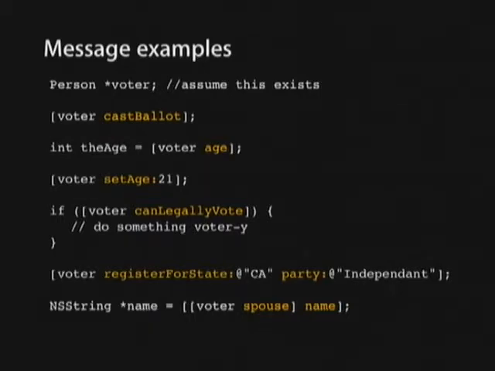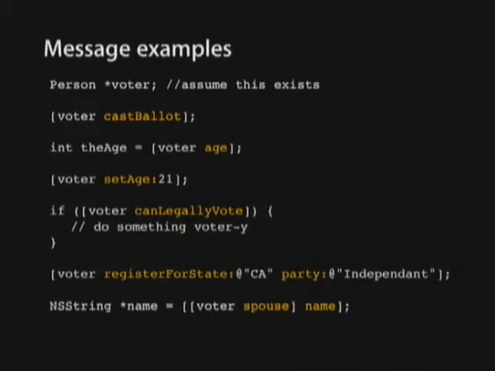I can call can legally vote, which in this case returns a Boolean, and then you can do something with it if you want. Each of these are different method names. And here's a case where there's two arguments. So in this case, I can say voter, register for state, the name of the state, or the ID of the state, followed by party, which is independent. And again, in this case, you can kind of read from left to right, and it kind of makes sense. Register for state, colon, party, colon, and there's the variables you pass in. If you were to swap it around, it would be a completely different call.